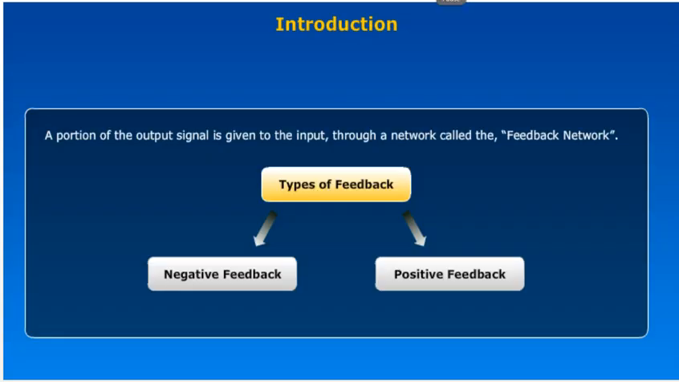First of all, we'll go with what a feedback amplifier is. The amplifier in which a part of the output is sampled and fed back to the input of the amplifier is called the feedback amplifier. So in other words, at the input we have two signals: the input signal and a part of the output which is fed back to the input.